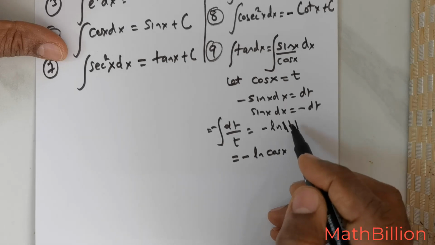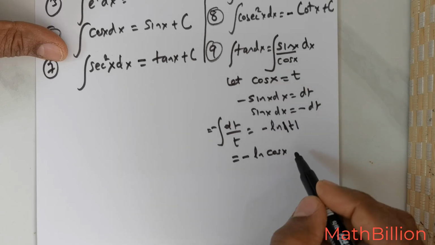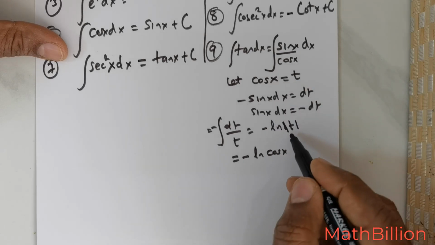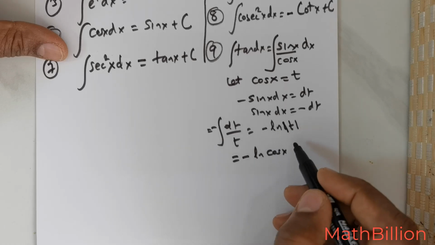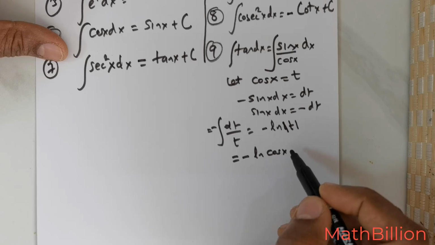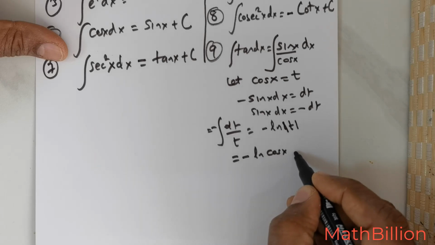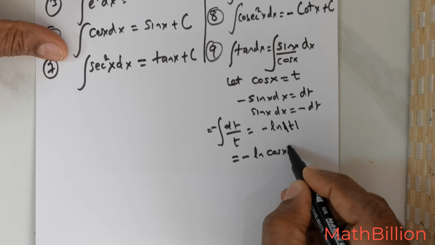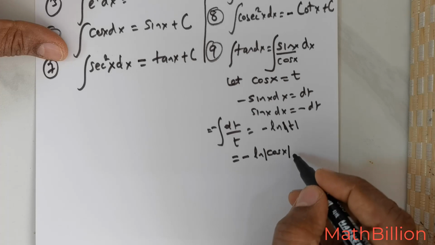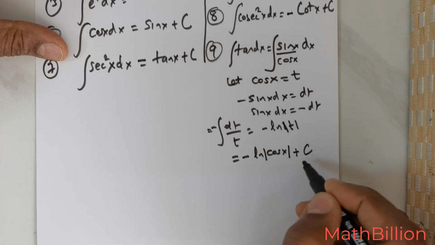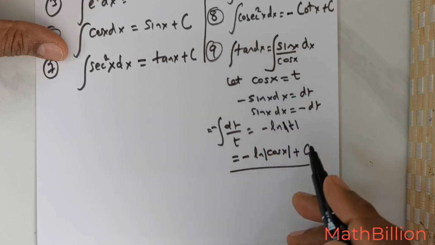The fact that I'm able to remove it, because we are not dealing with definite limits, we are only dealing with indefinite limits, gives me that extra privilege. Of course, it is good practice to write it in this fashion, ln of modulus of t. That conveys to the examiner that you know the concepts well. Now this is negative ln of cos x, and you can retain the modulus, just to be consistent. Then I will place the arbitrary constant c. So that is the solution for the integral of tan x dx.